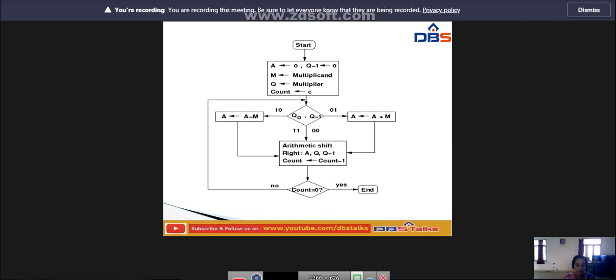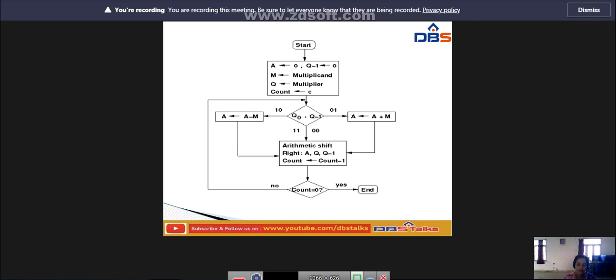In this case, the multiplicand is subtracted from the partial product. Which is the multiplicand here? M is the multiplicand. A is the partial product. So I am subtracting the multiplicand M from the partial product.